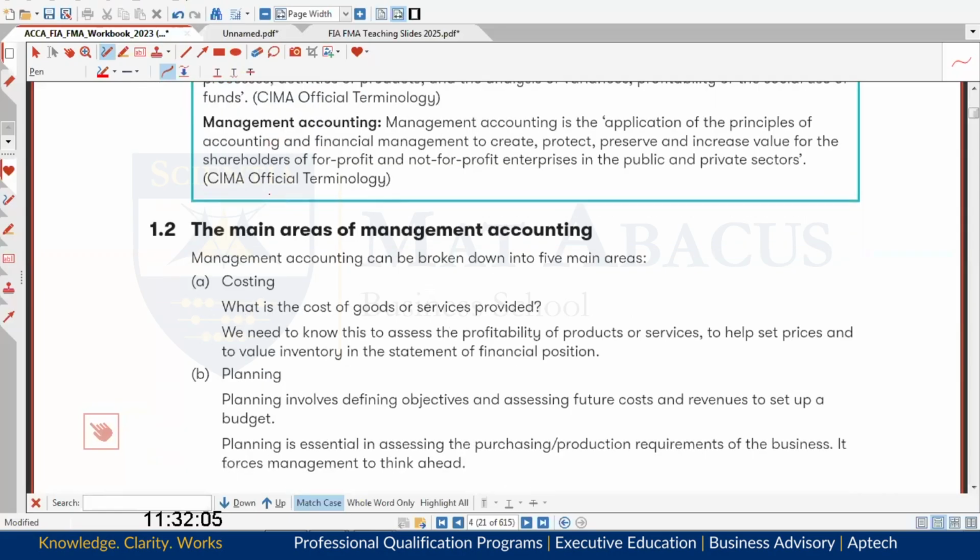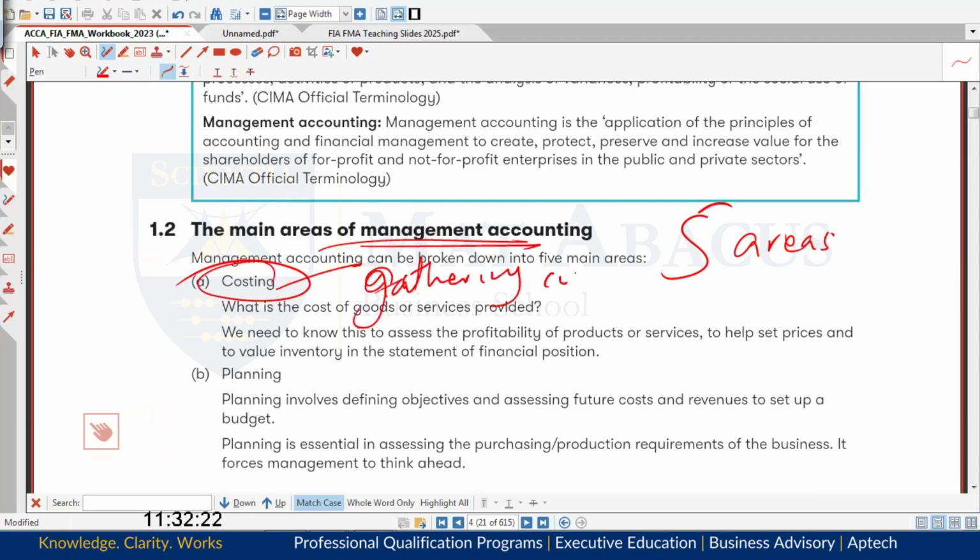So the main areas under management accounting are 5, okay? The first one is costing. This is gathering cost data. Like we said, it's always important for you to know which items or which cost objects need to be added to our list.